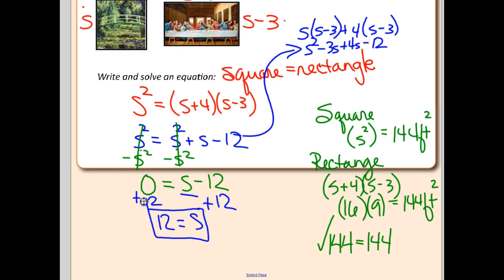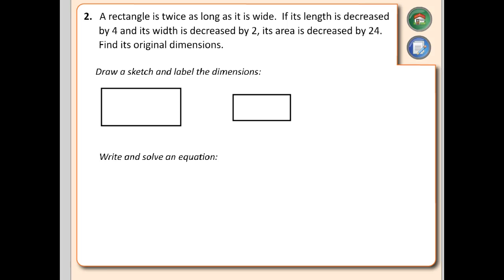Now, let's look at the second type of area problem that they can give us. Let's look at number 2. It says, a rectangle is twice as long as it is wide. If the length is decreased by 4 and its width is decreased by 2, its area is decreased by 24. Find its original dimensions. Now, first of all, if they're asking for dimensions, what are we trying to find? Yeah, that means they want the original. Here's the original. They want the original's length and width.